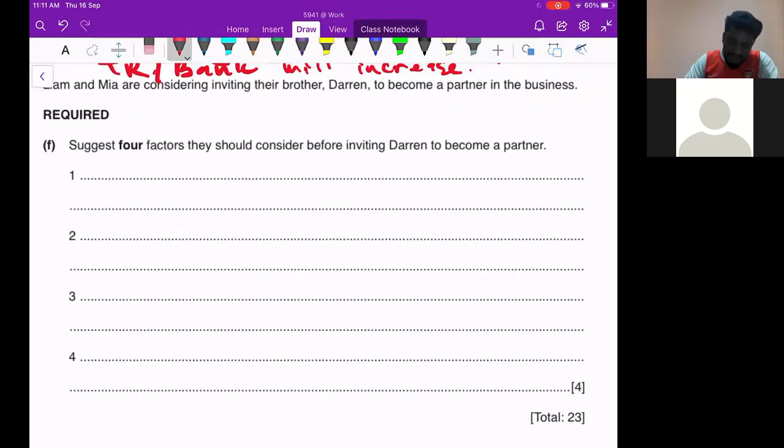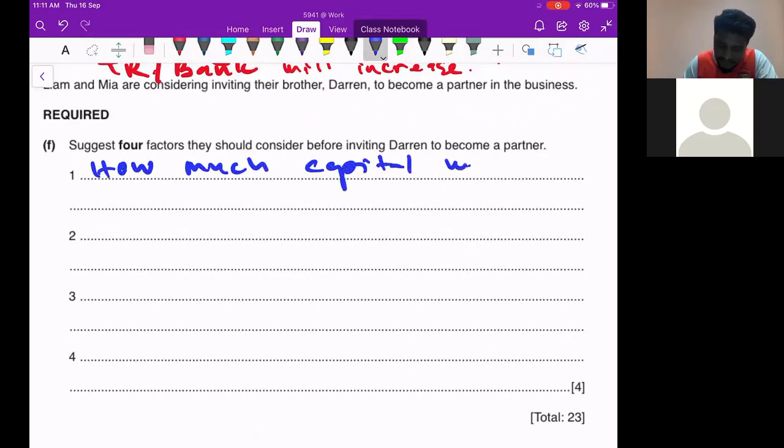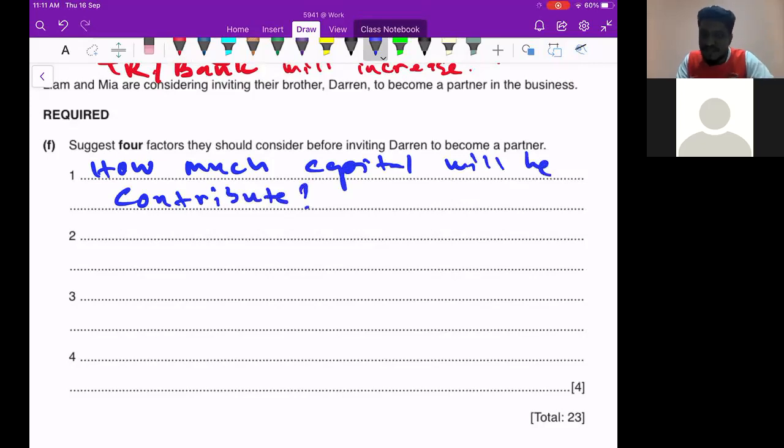Okay, the first thing, we need to know how much the guy is going to give you. How much capital will he contribute? We need to consider that one first. If he's going to contribute like 1,000, 2,000, better don't take him. We want more money. Then you can accept him.